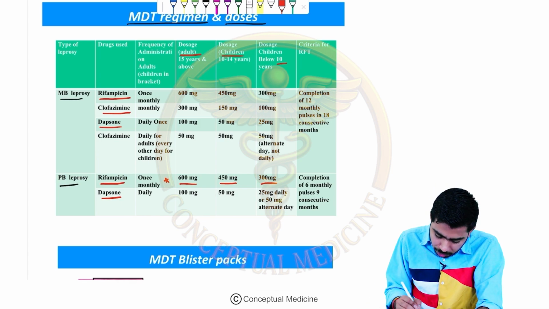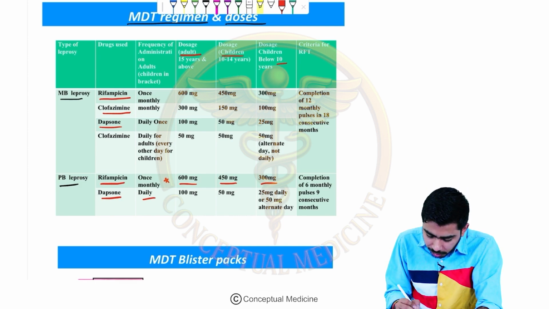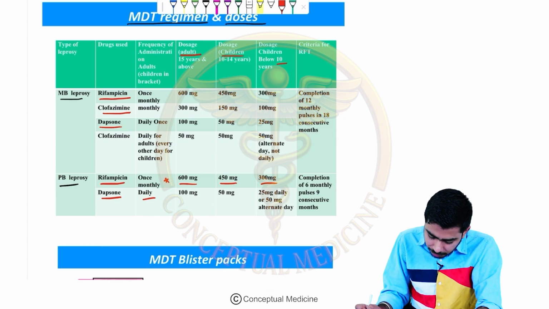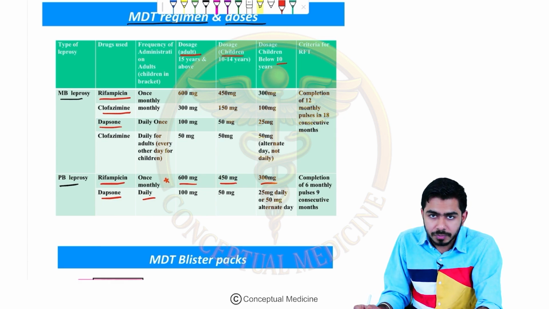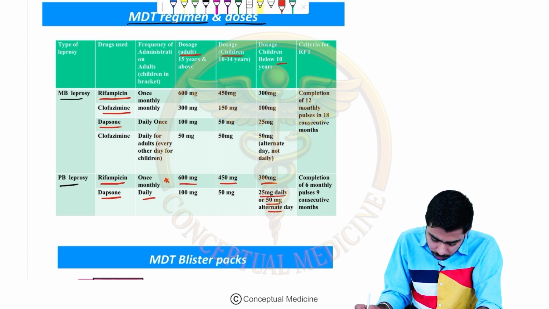Okay, then about the Dapsone, guys, the patient needs to take it daily, whether it is children or adult, they need to take it daily over here, right? But one thing is there, that below 10 years, they need to take 25 mg daily or 50 mg alternate day, right? So that we need to remember over here.